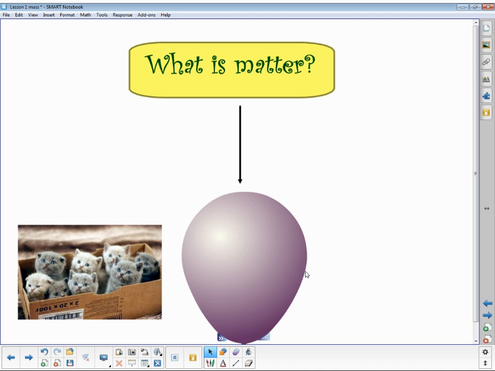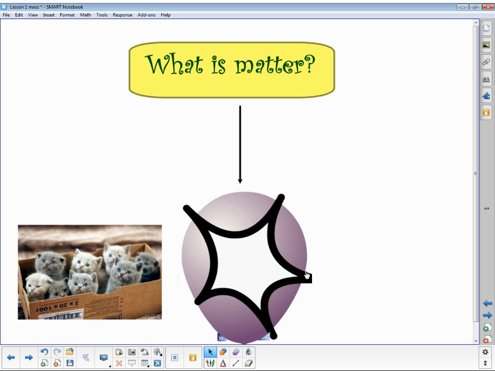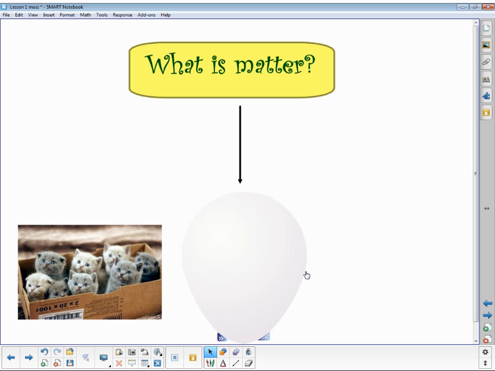Hi everybody. So our next lesson is going to be about mass. But before we even talk about what mass is, let's see if we can remember what matter is, right? So we're looking at this cute little box of kittens, and in fact, matter is anything that has mass and volume. Oh, and my letters are all wiped out, but that's okay. So anything that has mass and volume is in fact matter.